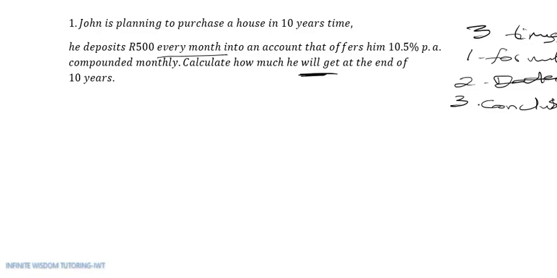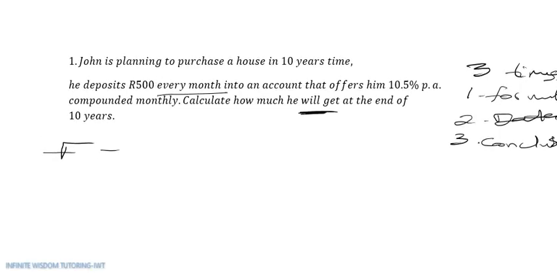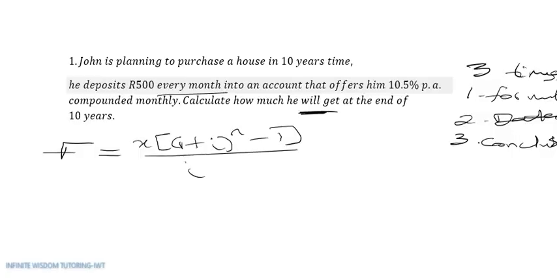It means that the equation that is suitable for this calculation will be the future annuity. So this is the formula for the future annuity.